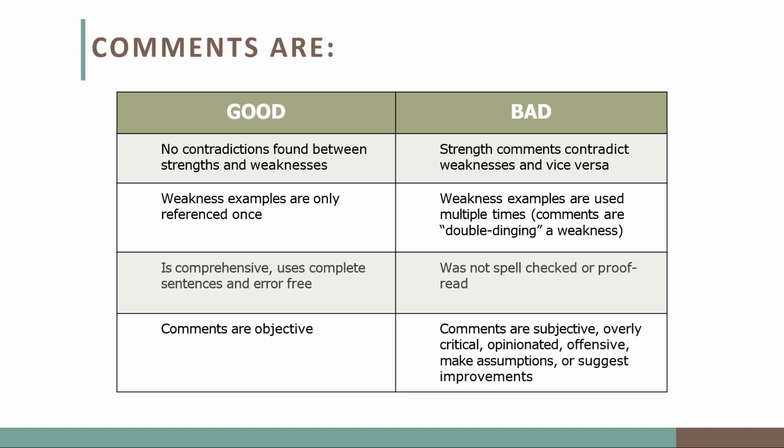And along those lines, you can only reference a single weakness once. Avoid double dinging them for a weakness under more than one subcriterion element. And finally, be sure that your review is comprehensive, uses complete sentences, good grammar, and is objective. Avoid commenting in ways that are subjective, opinionated, or offensive. Do not make suggestions for improvement. And do not make assumptions. If the application is missing information required by the review criteria, you must make it a weakness.